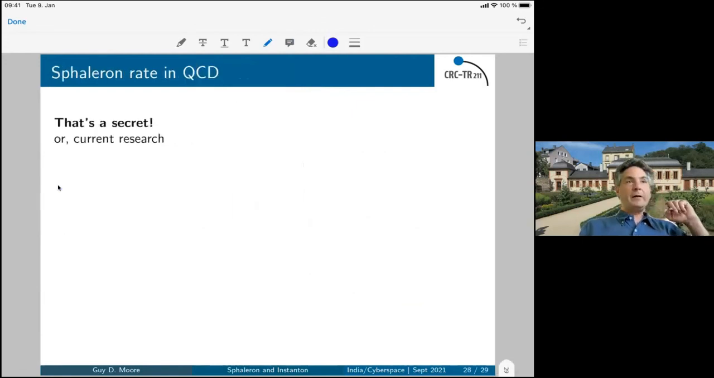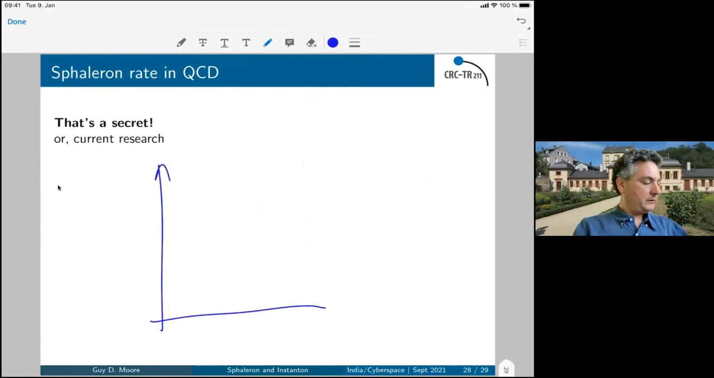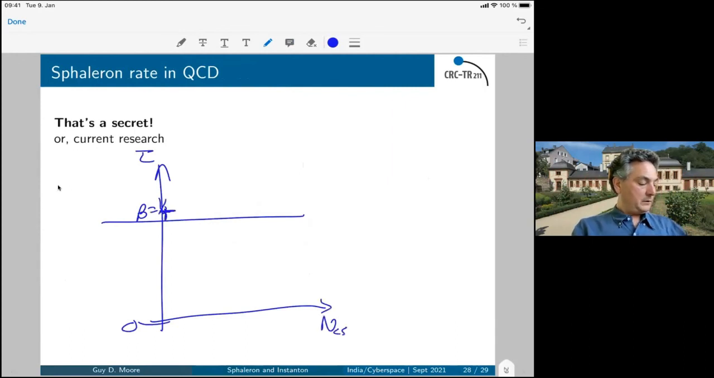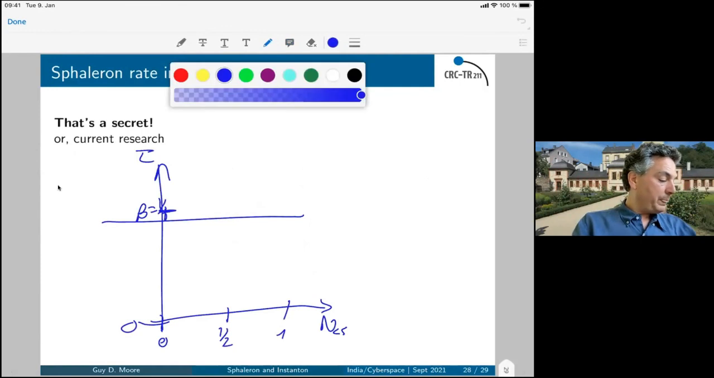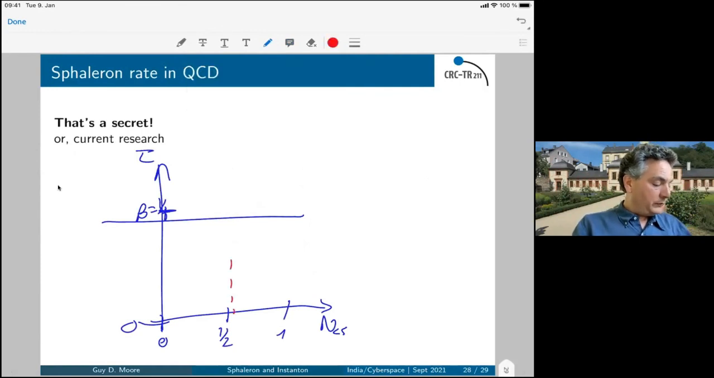So what about the Sphaleron rate in QCD? Well, I'll give you a super fast 1-minute version. Think about the toy model that we saw. What we're interested in is the product. So here's the Euclidean time direction. It's periodic from 0 up to beta, which is 1/T. And here's the Chern-Simons number. It goes from 0 up to 1. And there's a special value of 1/2. And what we want to know is how often are you very close to 1/2.